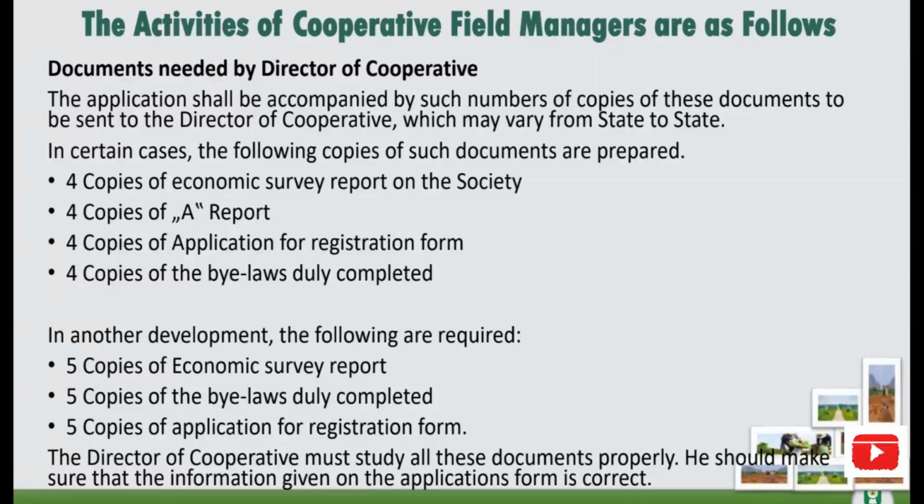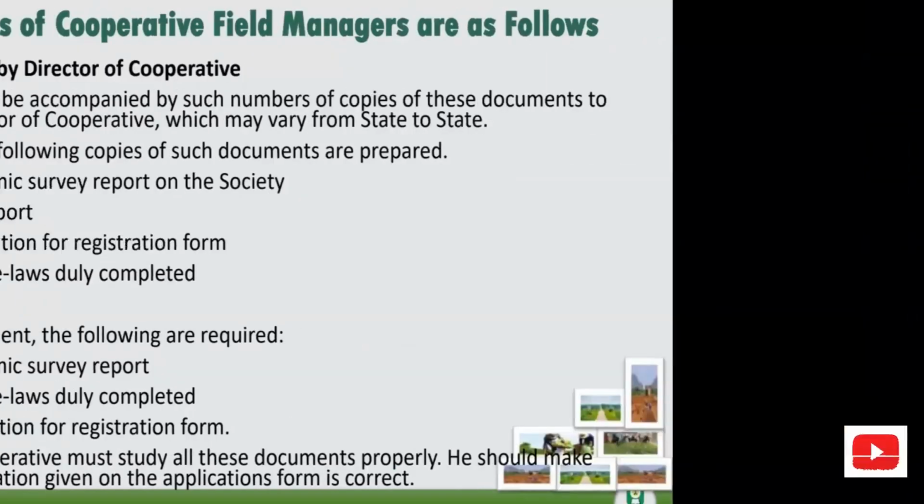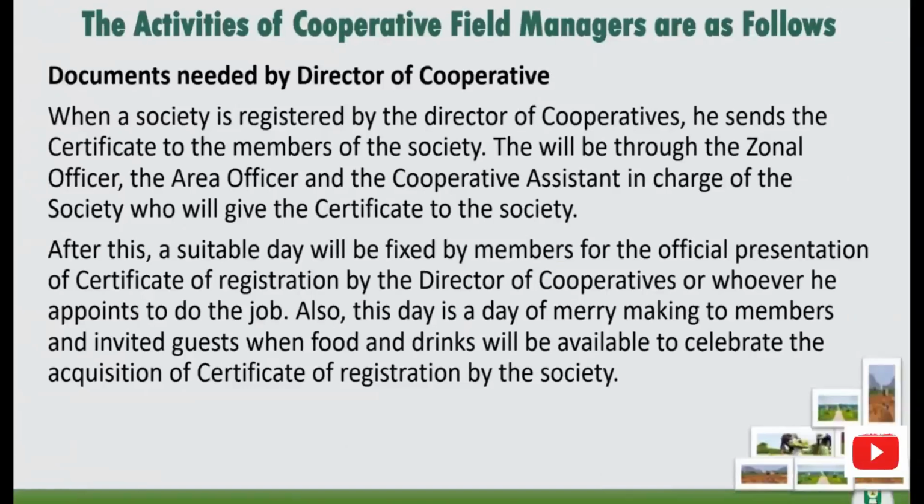The director of cooperatives must study all these documents properly. He should make sure that everything is correct. When a society is registered by the director of cooperatives, he sends the certificate to the members of the society. He will do this through the zonal officers, the area officers, and cooperative assistants in charge of the society, who will give the certificate to the society.